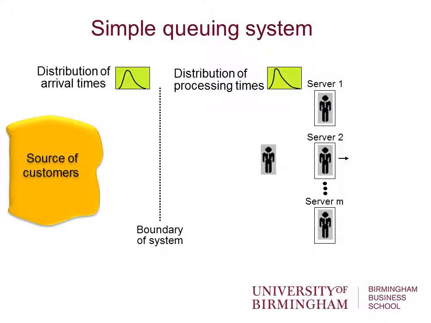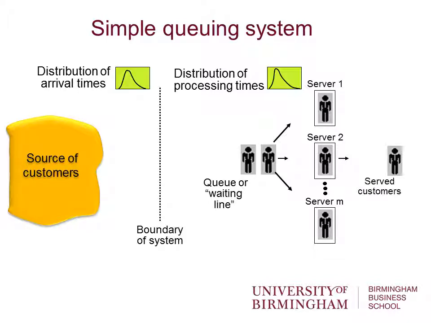Here's one person waiting to be served, and a second person, and you can see a queue starting to form. A queue, or sometimes called a waiting line. Each person, as they arrive, can be seen by one or other server, and they get processed and served, and they leave the system.